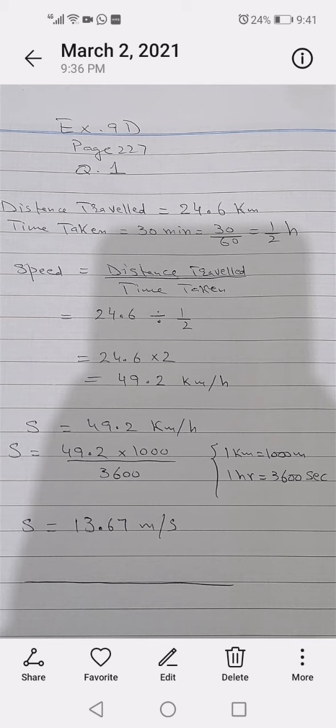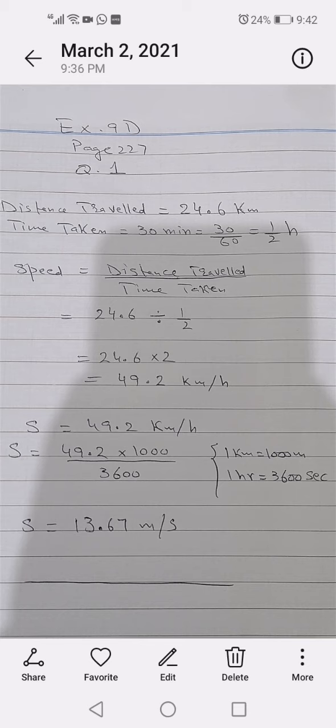Now we have to convert this speed into meter per second according to the second part. It is being asked in second part that we have to convert this speed into meter per second. Now you have to recall the conversions. We know that in 1 kilometer there are 1000 meters, and in 1 hour there are 3600 seconds. So as you can see that the kilometer is in the numerator term, so we need to multiply this 49.2 by 1000 because we have to convert from bigger to smaller units. In the same way we can find the hour in the denominator, so we have to write 3600 in the denominator.